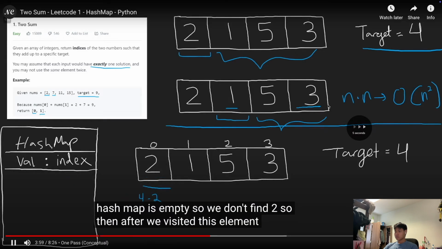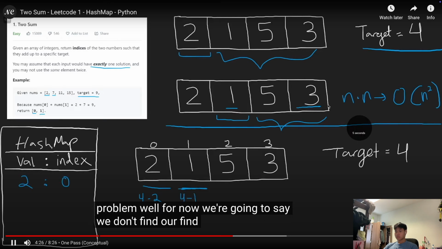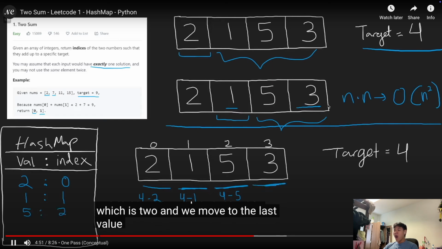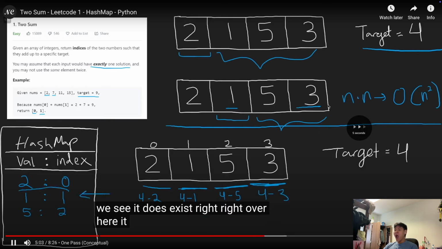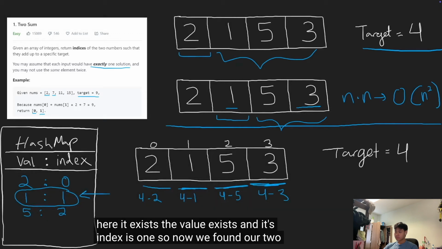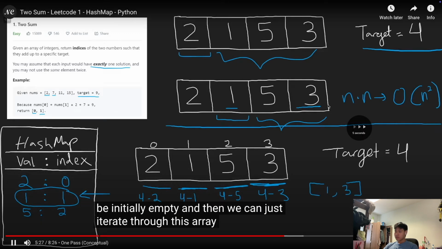So for this element we're looking for 4 minus it and don't find a match, so we move to the next element, 5. 5 doesn't have a match, so we have to move to the last value in the array, 3. Now the value exists and its index is 1. So now we found our two values that sum to the target in one pass.